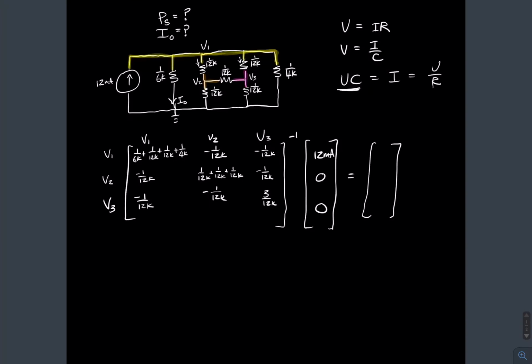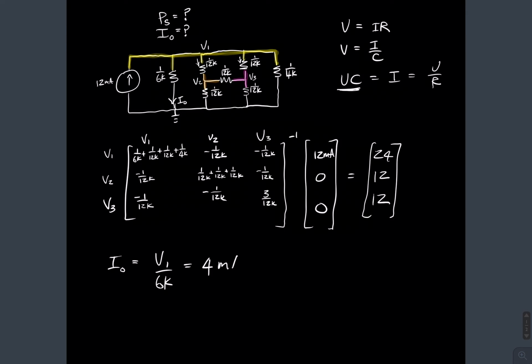Okay, so I just plugged this into MATLAB and I ended up getting 24 and 12 and 12. So then if I wanted to find I naught, that's just going to be equal to V1 divided by 6K, which is going to be equal to 4 milliamps.